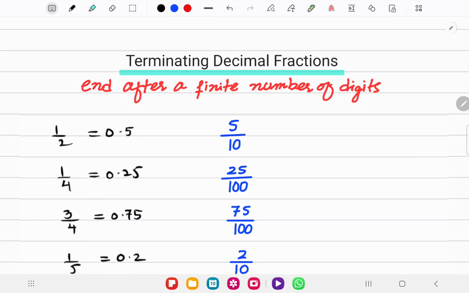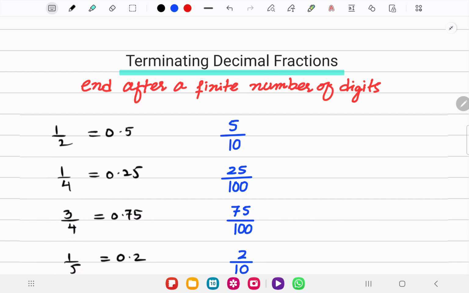In this video, I'm going to demonstrate terminating and non-terminating fractions. At the end of this video, you will be able to convert recurring decimals to fractions. It is considered a tough topic. Let me make it easy for you.